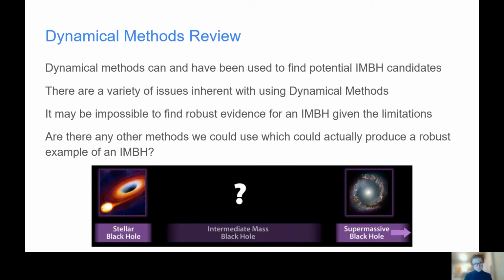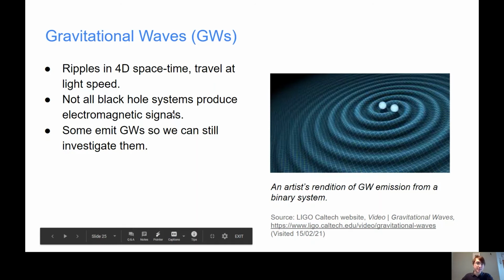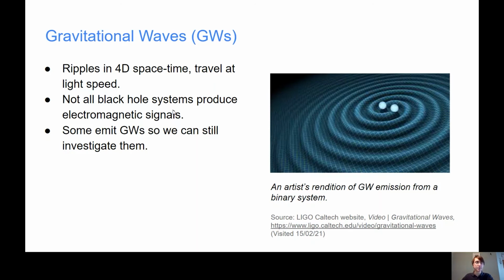So are there any other methods without these issues that we could use, which could produce a robust example of an IMBH? Well, this leads us to gravitational waves. Thank you, Finley. My name is Haru, and in the remainder of the presentation, Andrew and I will discuss an alternative source of information for astrophysical systems, gravitational waves.